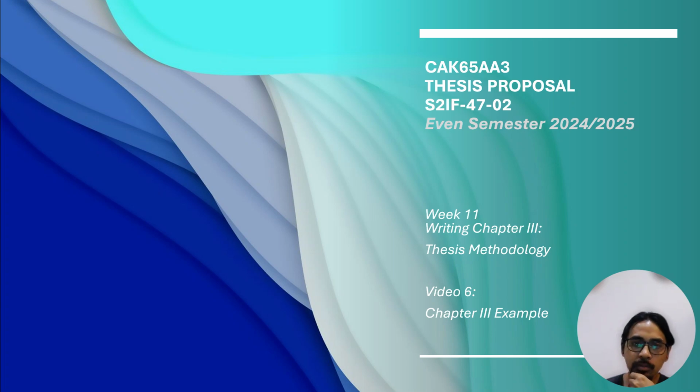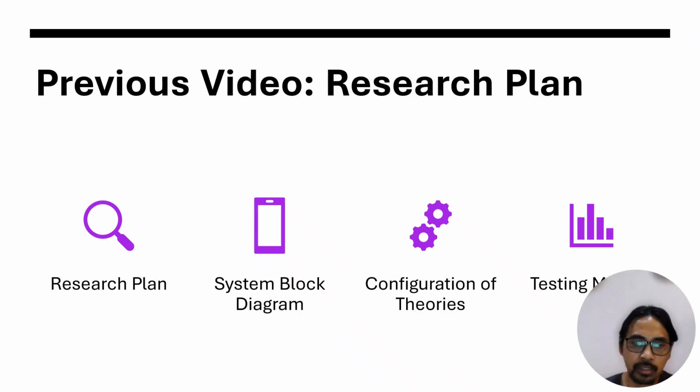This is thesis proposal week 11 about writing chapter 3, thesis methodology. In the last, or the sixth video, we are going to discuss a chapter 3 example. In the last four videos, we discussed the four parts of a chapter 3, which contain the research plan, system block diagram, configuration of theories, and testing metrics. And now in the last video, I want to show you an example of somebody's thesis proposal.